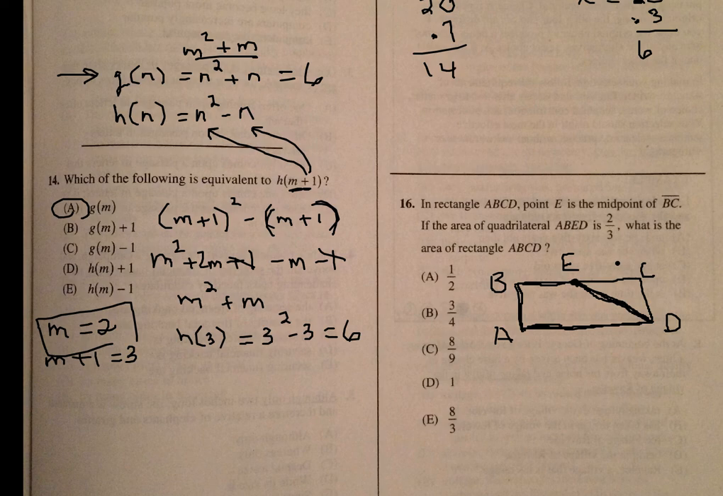Here's where you have to think outside the box. I'm going to draw another line this way, and look what happened. I divided this into 3. If this is the midpoint, this is the midpoint. These sides are going to be the same, right? If it's a rectangle, then I know that this is the same as this, and this is the same as this. So I have 4 equal triangles. This area right here is 2/3 of the whole thing.